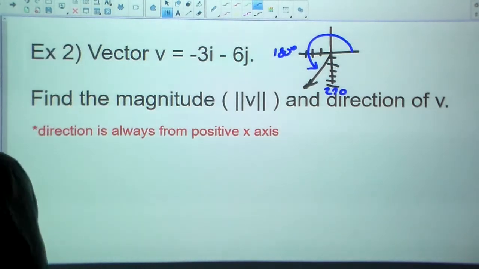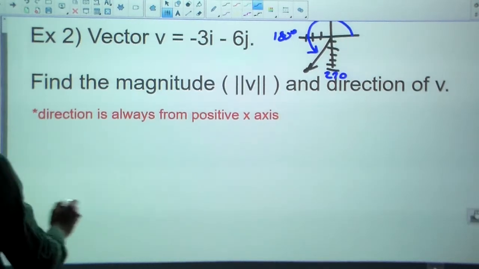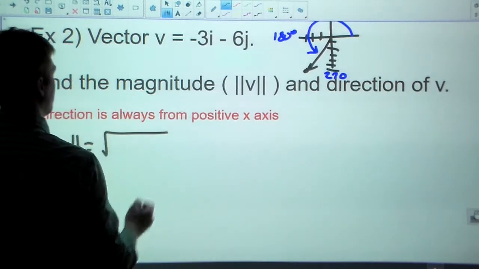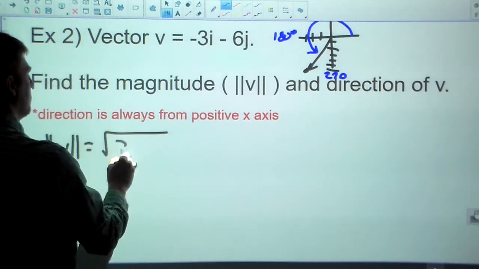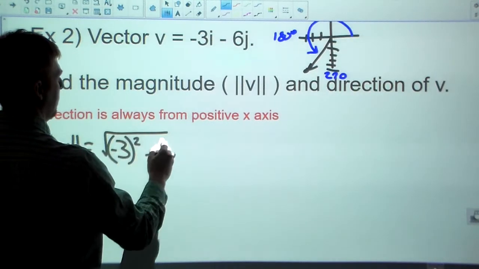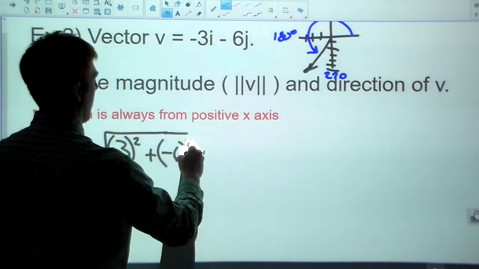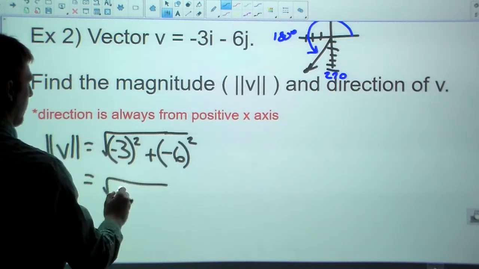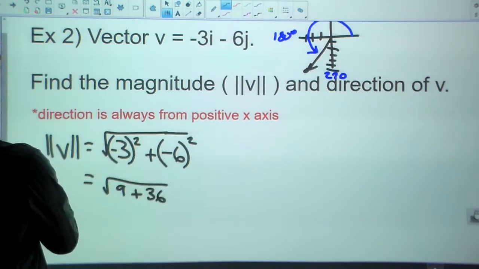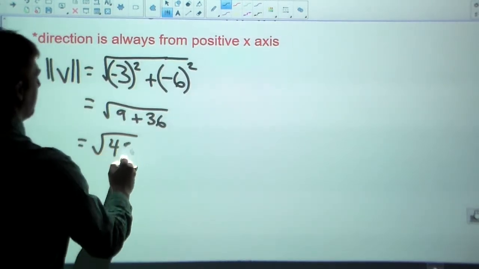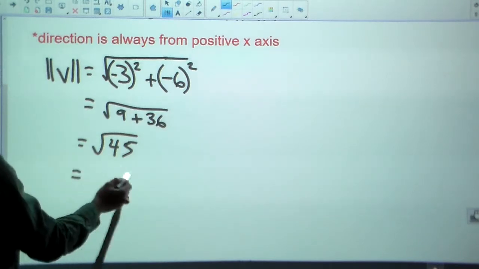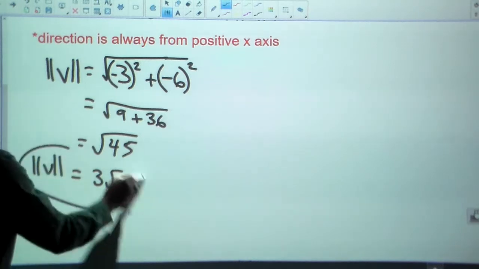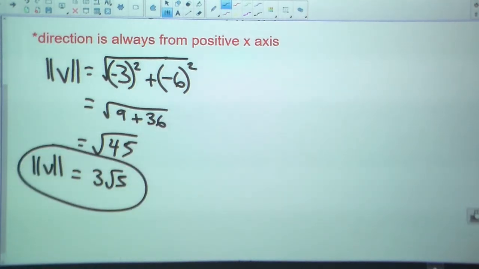All right. So let's go ahead and work this out. First we need to find the magnitude, which is basically just the distance formula. You went 3 to the left, so you're going to square that, add to it, -6 squared. Really, you can ignore the negatives because you're just going to square them anyway. So square root of 9 plus 36, that's going to be square root of 45. All right, 45 is 9 times 5, so 3 square root of 5 is your overall magnitude. So we're done there.